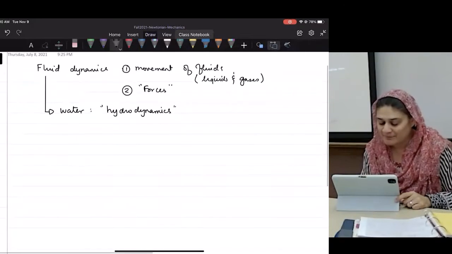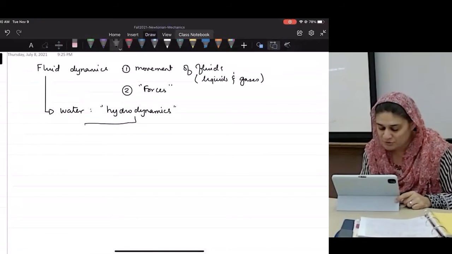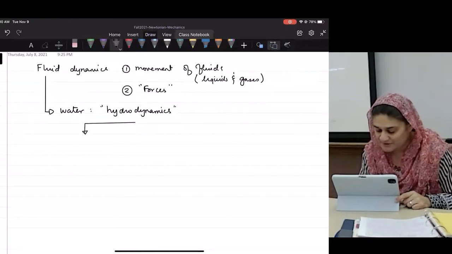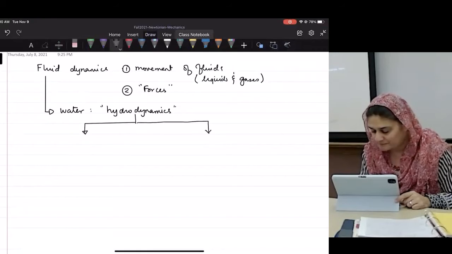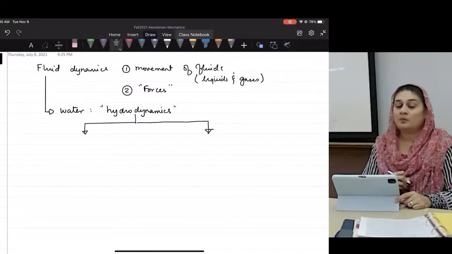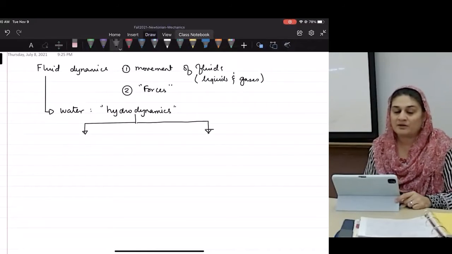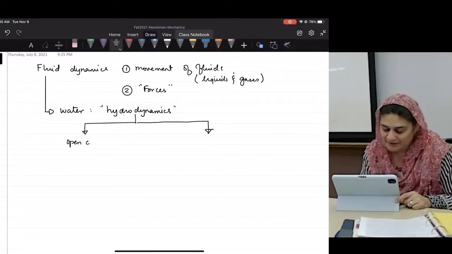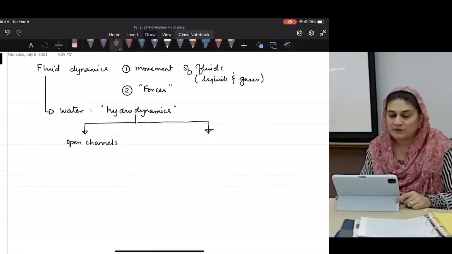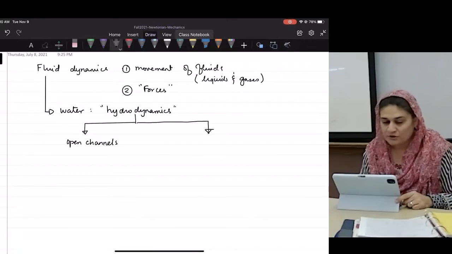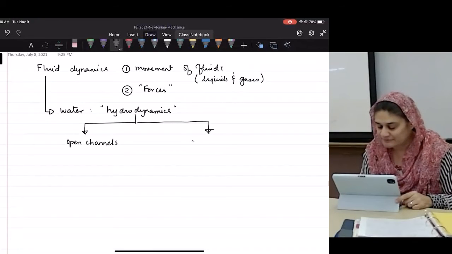So hydrodynamics basically deals with two fundamental things. One, it deals with what are called open channels, and two, where we deal with closed channels.